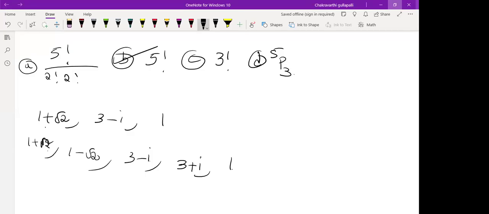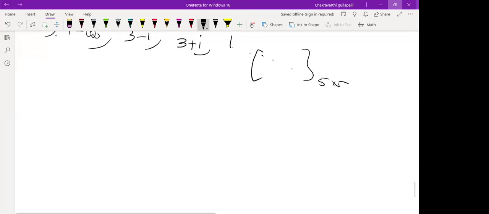So, 5 eigenvalues. All are different or not? They are all different. So, how many diagonal forms are possible? 5 eigenvalues, 5 places. Why 5 places? 5 by 5 matrix, how many diagonal entries? 5. 5 places, 5 eigenvalues can be arranged in 5 factorial ways. So sometimes tricky questions may be given like this. This is about diagonalizability. I will give you one more question.